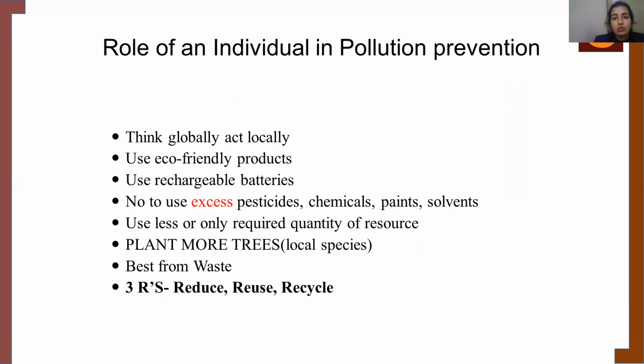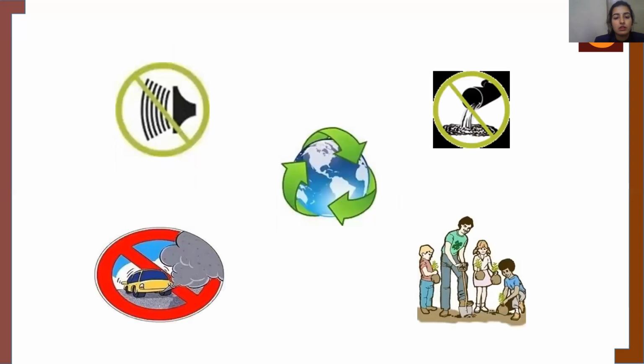Then plant more trees. We should make the best out of the waste, and also employ the 3R principle, that is reuse, reduce, recycle. By following all this, we can reduce pollution. So these are some of the images showing how to reduce pollution.